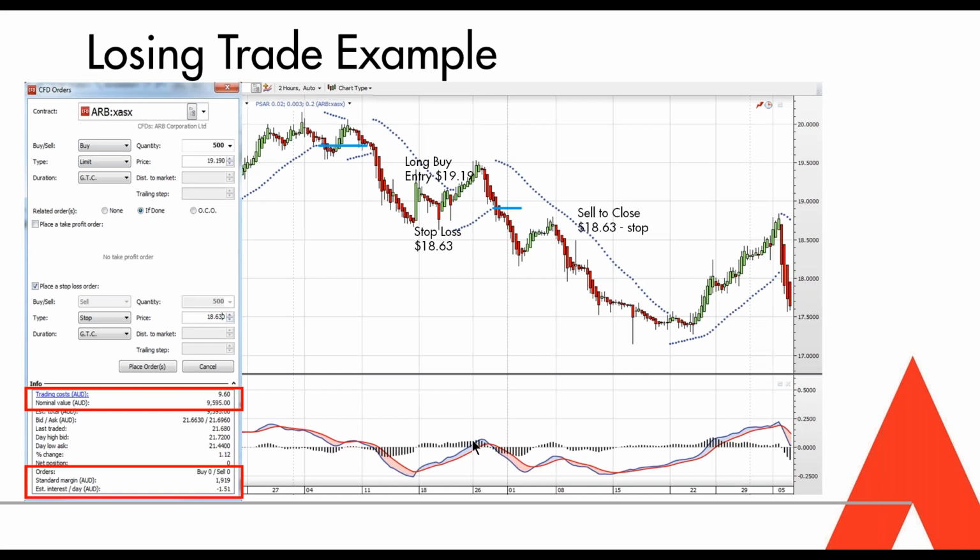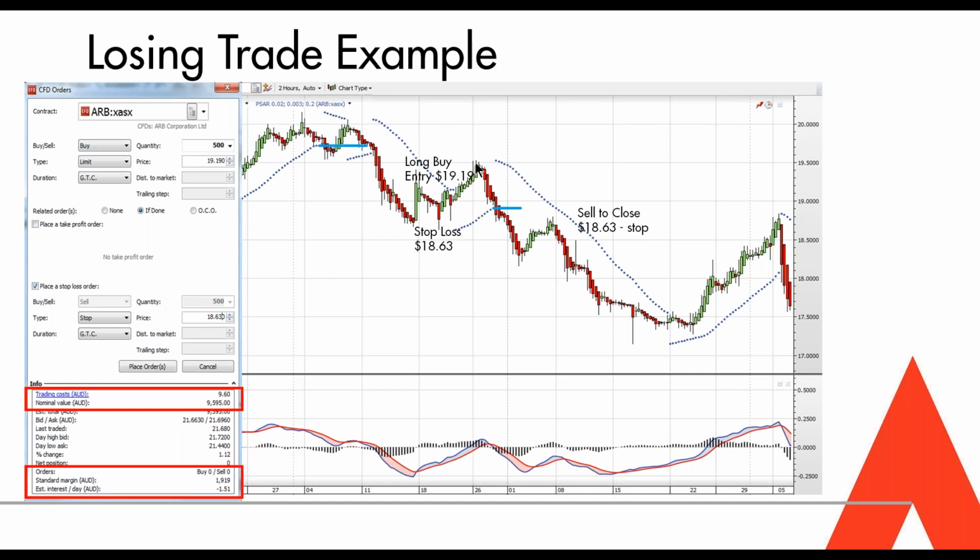Now here's a straight and very simple example of a losing trade, in this case using the parabolic SAR at the standard setting of 0.02 and 0.2. So here we had a long buy entry when the market moved up again and the parabolic SAR switched from being on top of the downtrending action to being underneath the uptrending action, so entering at $19.19 and putting a stop loss at $18.63.